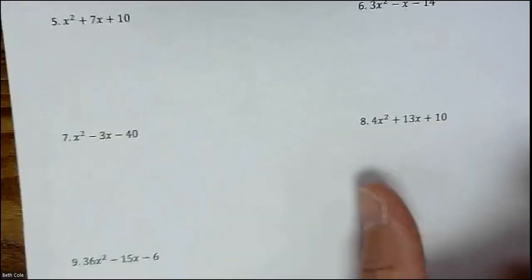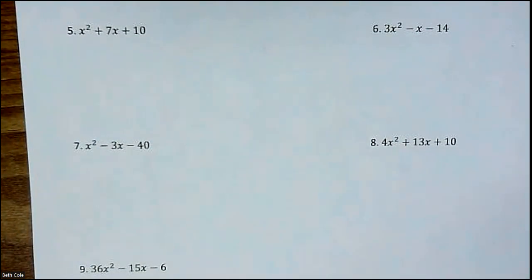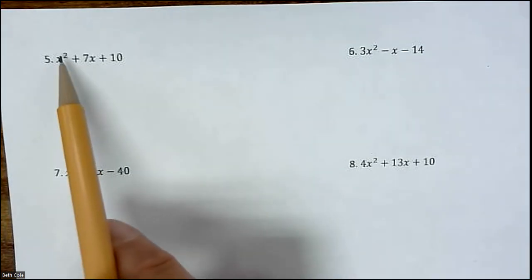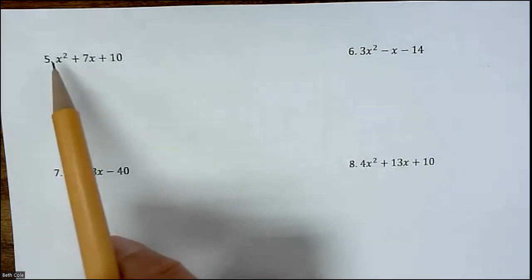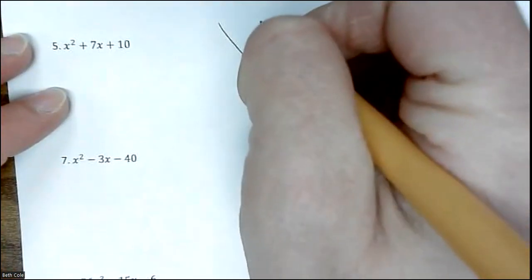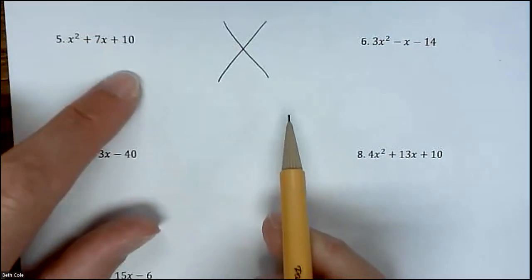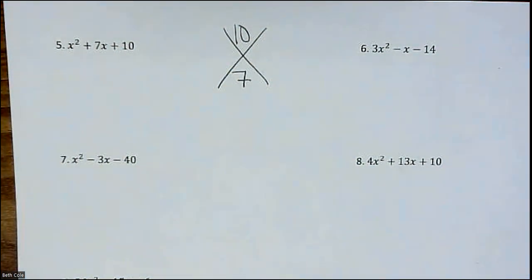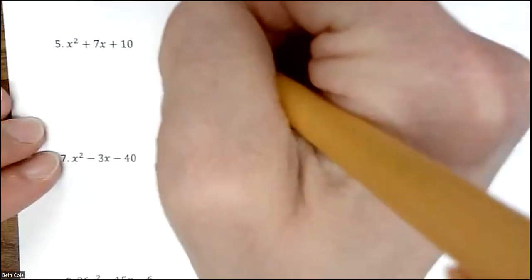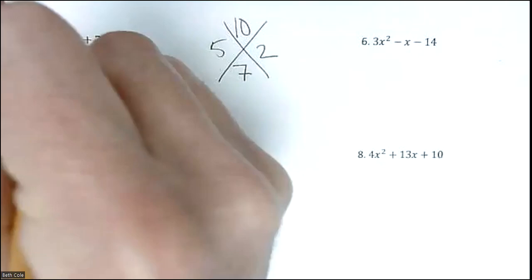No, okay. These all look like our trinomials. Let's do the easy ones first. The easier ones don't have a number out front. Do you see that? Number 5 and number 7. So we can just go ahead and do our X box for those. 10 would go on the top, 7 goes on the bottom. So you can do the problems in whatever order you want. So that's kind of what I would do, it would be 5 and 2. And then you can just write the answer.